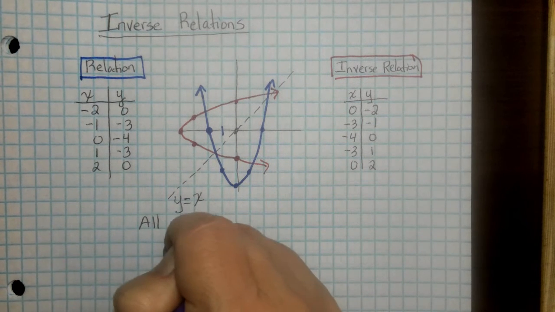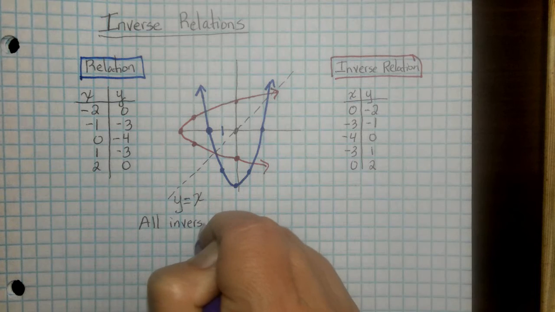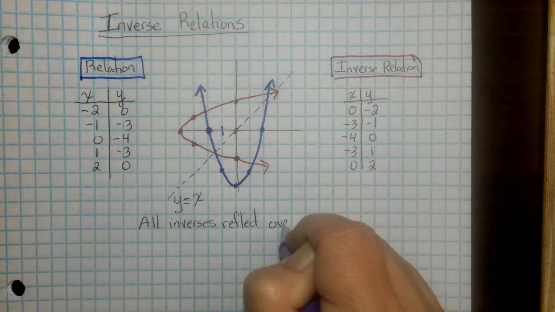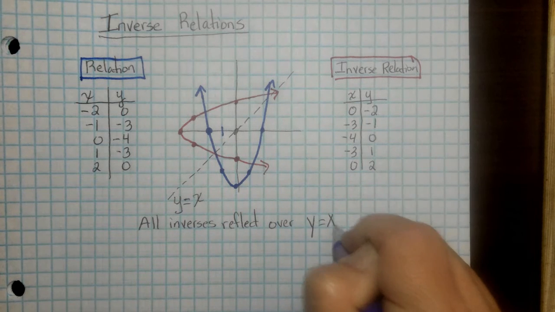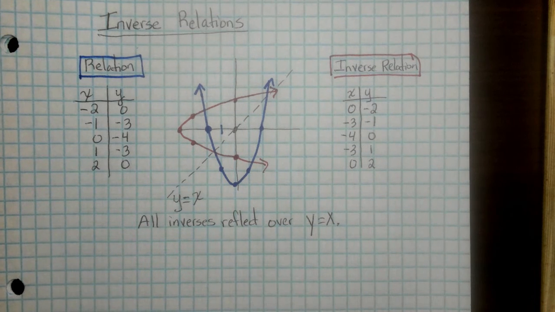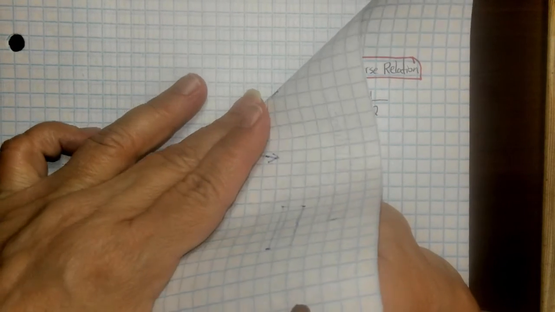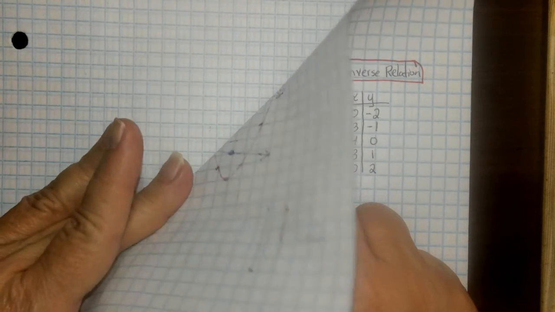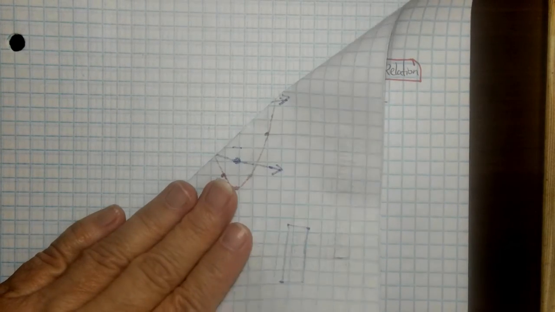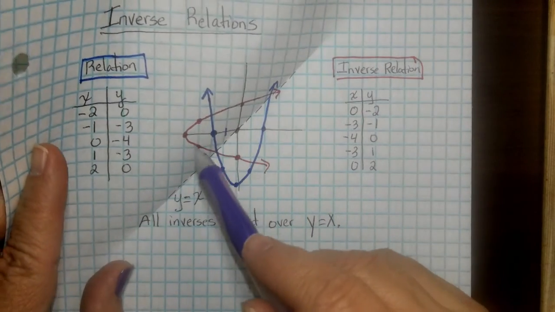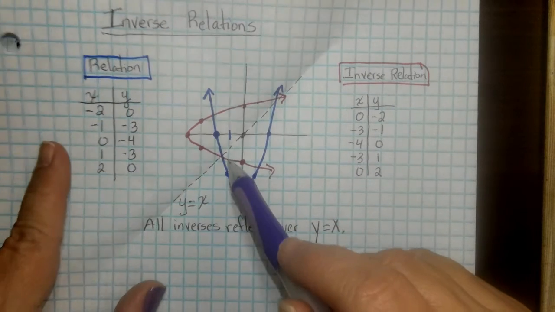All inverses reflect over y equals x. So think about what it means to reflect. Do you see that if I were to fold on this dotted line here, you see that if I folded it, the red here would fold over on top of the blue?